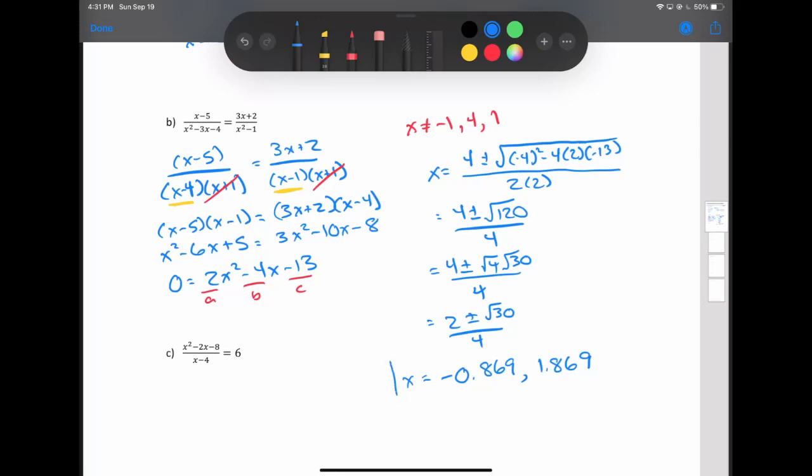So these are our solutions, and we do have a couple of restrictions there, but do the restrictions matter? In this case, they do not matter. We've eliminated negative 1, 1, and 4, but those are not the solutions anyway, so it doesn't really affect anything.